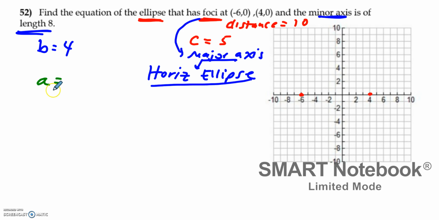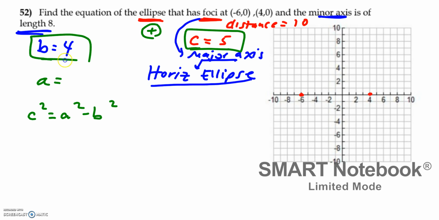That will help in a second, but before I do that, I need to find what a is. I could find that using the Pythagorean theorem relationships. Because an ellipse has a plus sign in the equation, the relationship is c squared equals a squared minus b squared. So c is 5 and b is 4. That would be 25 equals a squared minus 16. Add the 16 over. You have a squared equals 41. So a equals the square root of 41.